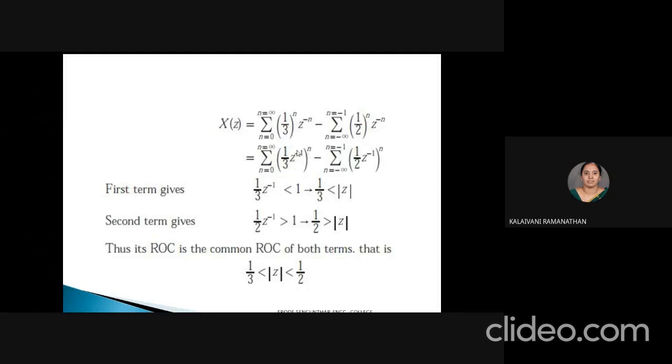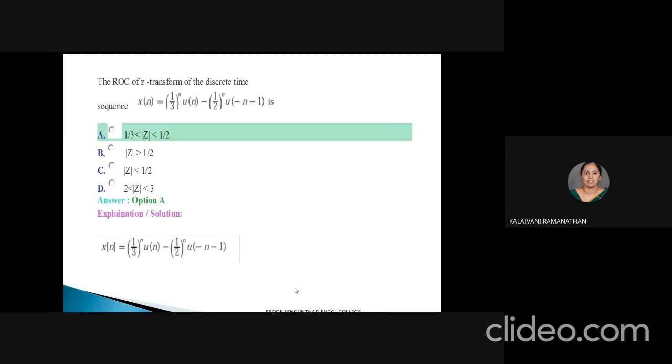So this becomes 1 by 3 z inverse. And then you have to change the limits to positive so that you will be able to apply the summation formula. So in this case, 1 by 3 z inverse is less than 1 and it should be greater than 1. So you have to combine these two cases for your ROC. So it will be equivalent to 1 by 3 less than z less than 1 by 2. So you have to check that option. So it is given in A. So you have to choose the option as A.